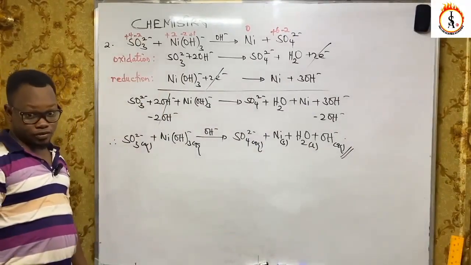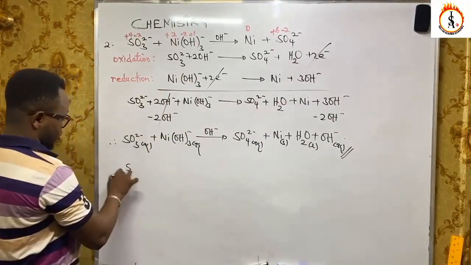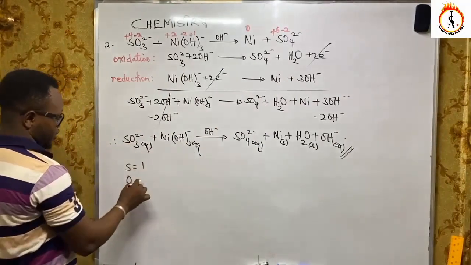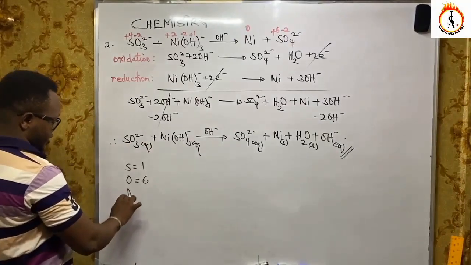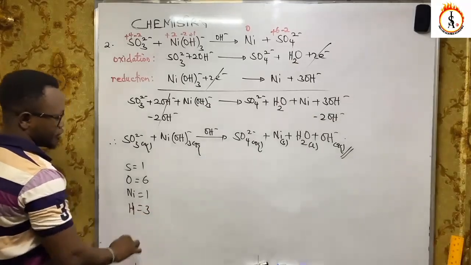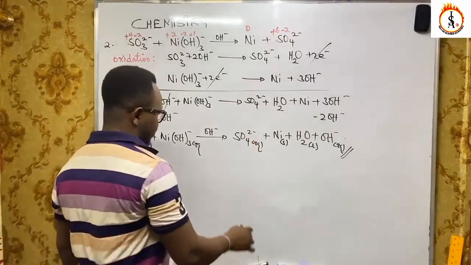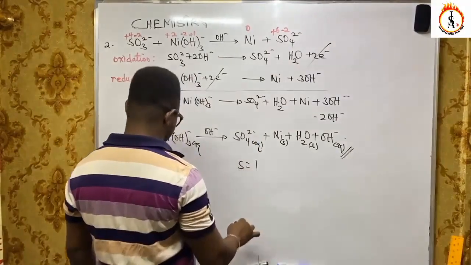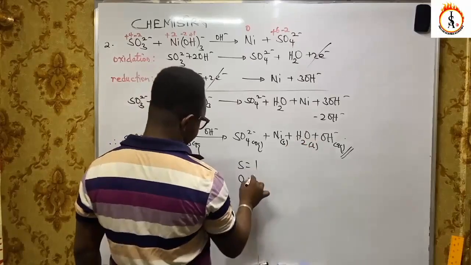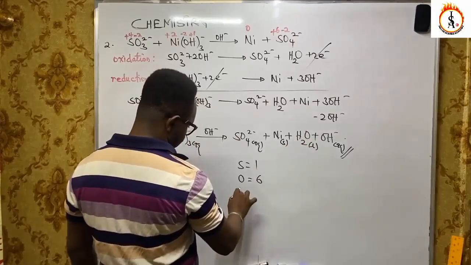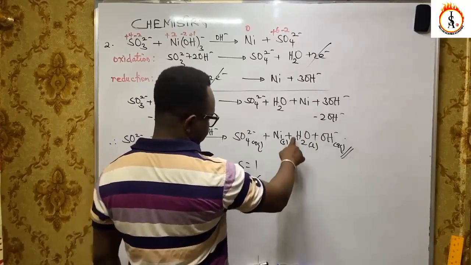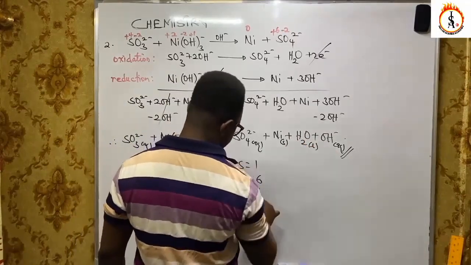You also check to see, you don't take things for granted. So here, say sulfur, we have 1 sulfur. Oxygen here 3 plus this 3 gives us 6. Nickel, we have 1 and hydrogen 3. Okay. We also come to the side. Sulfur here is 1, oxygen 4 plus this 5 and plus this 6, oxygen 6. And then we look at nickel and then hydrogen. Nickel is 1, hydrogen 3, hydrogen 2 here plus this 3.